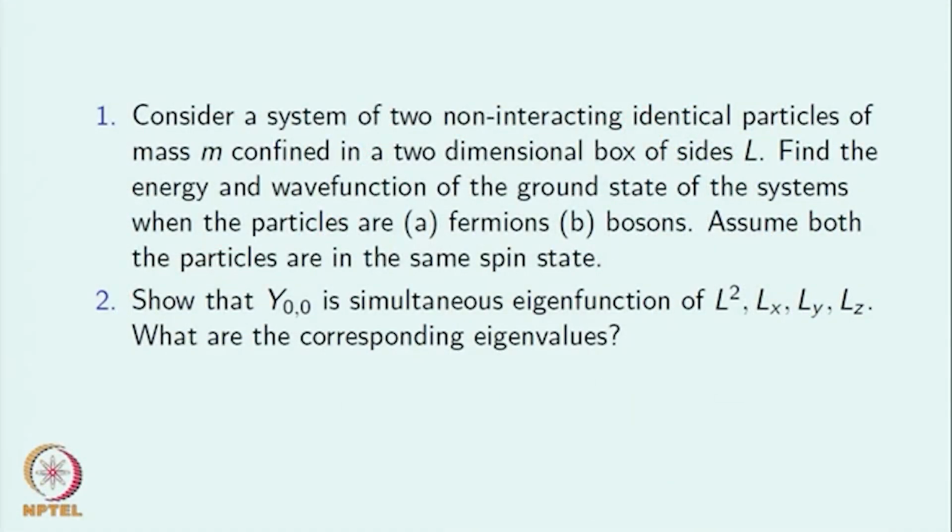Consider a system of two non-interacting identical particles of mass m confined to a two-dimensional potential box of length L. Find the energy and the wave function of the ground state of the system when the particles are A, fermions, B, bosons. Assume that both the particles are in the same spin states. Let us start.